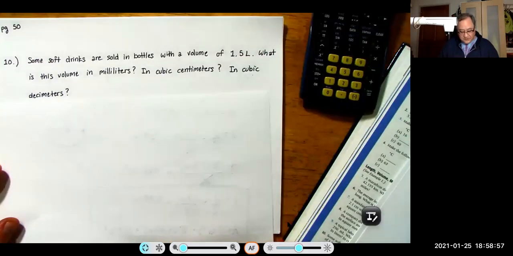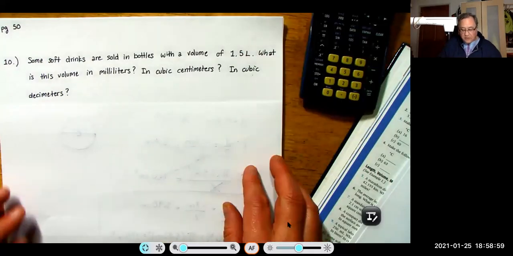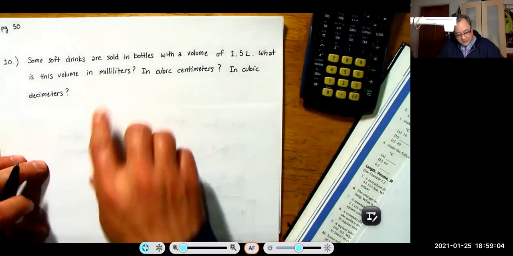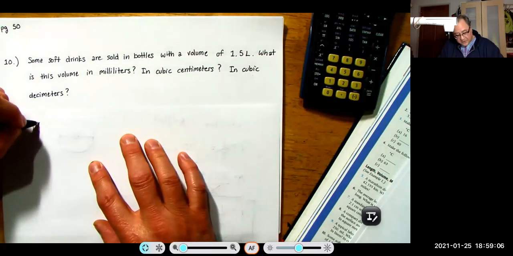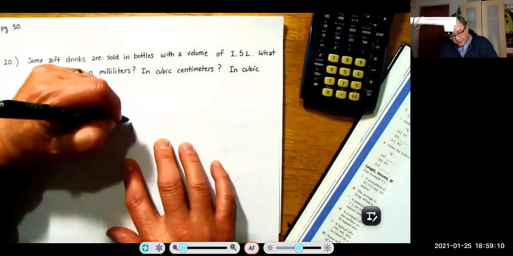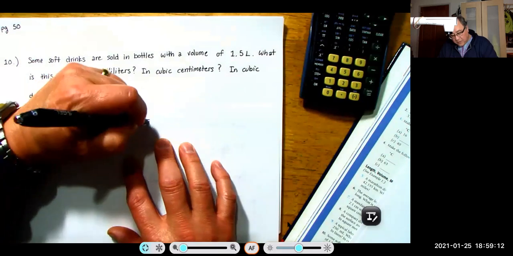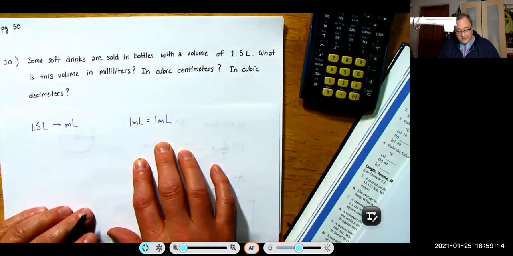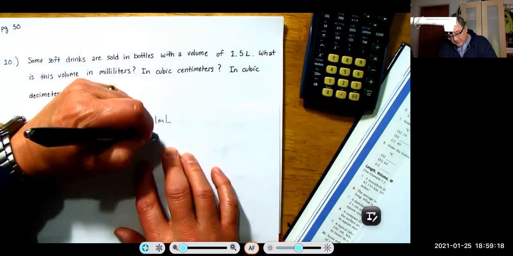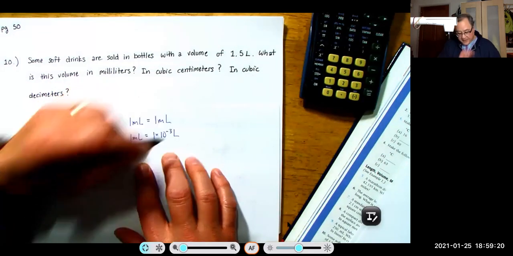Okay, some soft drinks are sold in bottles with a volume of 1.5 liters. What is this volume in milliliters? So I'm going to take 1.5 liters, turn it into milliliters. So I want the relationship between 1 milliliter and 1 liter. 1 milliliter is 1 times 10 to the minus 3 liters, and I'm good to go.